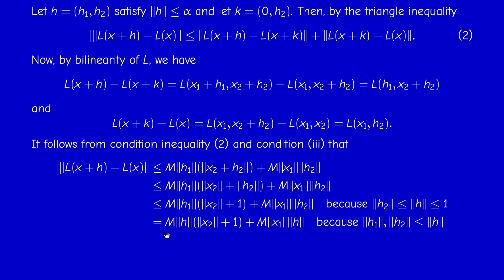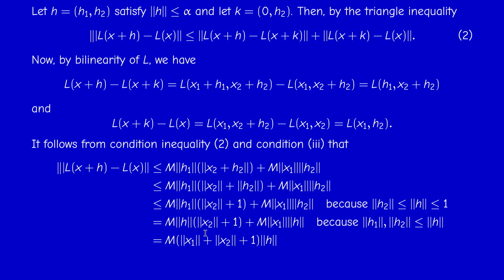So I get, the first term will be, this should have been less or equal, not equal, so the first term is less than m times the norm of h times this constant. And the second term is also less than m times the norm of x1 times the norm of h. So this is less or equal. And now I factor by m times the norm of h. Okay, so I get what? I get norm of x1, x2 plus 1 plus norm of x1. And this is where the constant comes from.